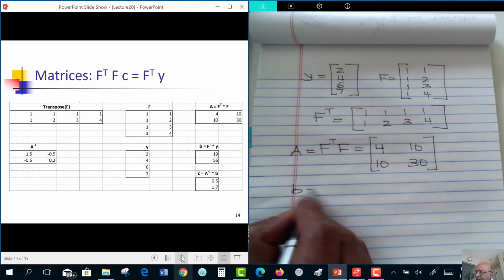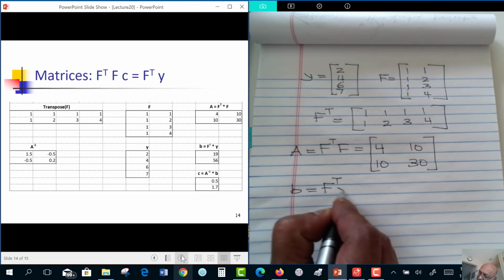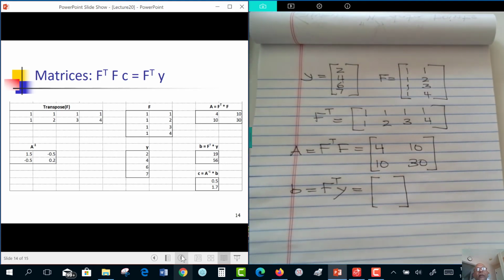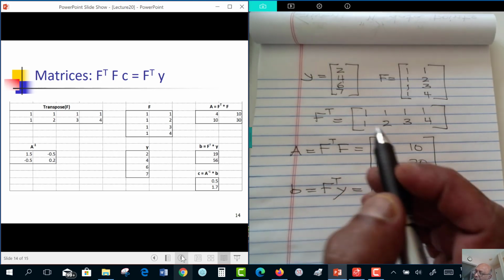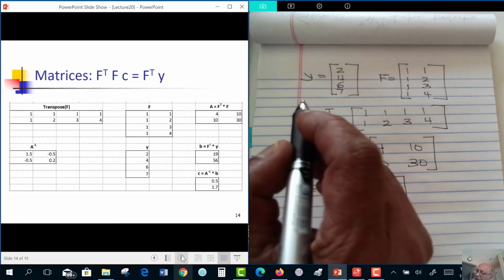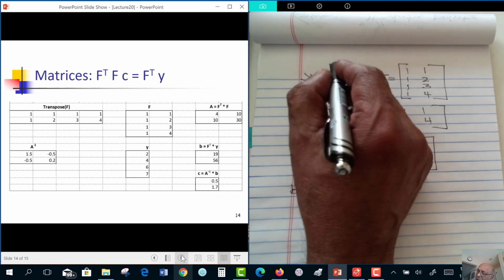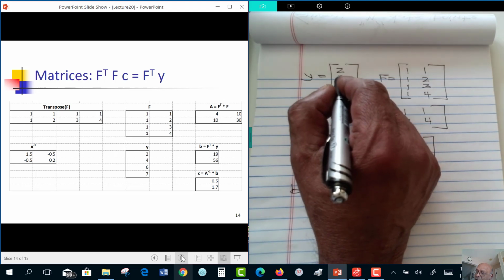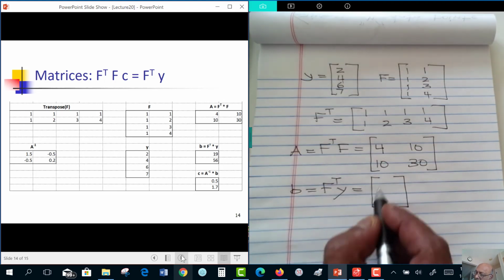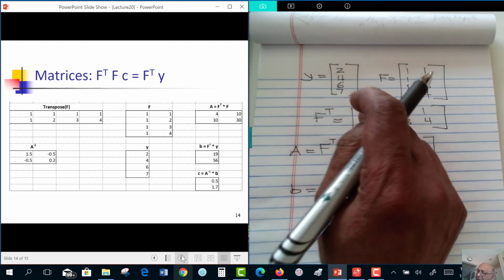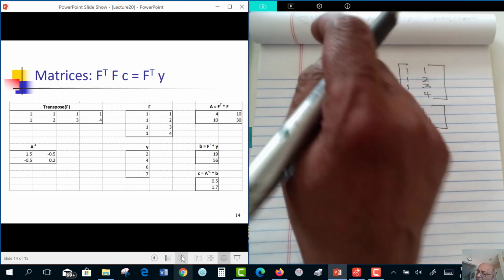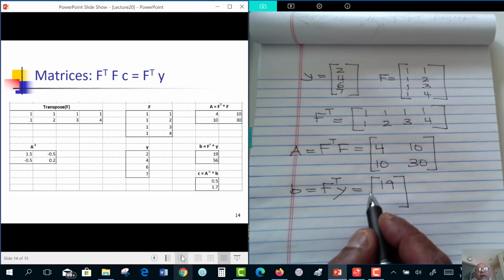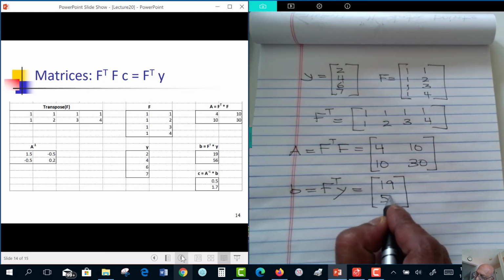Let's look at matrix B, F transpose times Y. Okay, so we are going to do F transpose times Y. So we'll do 1, 1, 1, 1 times 2, 4, 6, 7. So we'll get 2 plus 4 is 6, 6 more is 12, plus 7 is 19. Then we'll do 1 times 2 plus 2 times 4 plus 3 times 6 plus 4 times 7. And we are going to get 56.